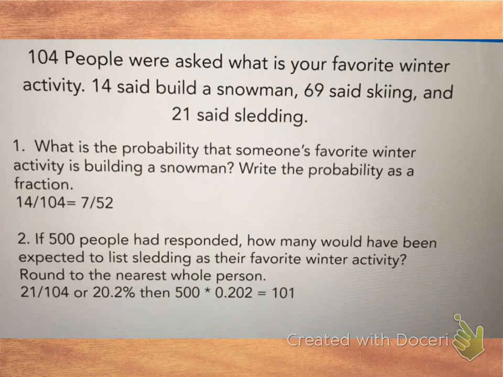For the second problem, 21 out of 104 total people said sledding would be their favorite winter activity. But what happens if that number changed from 104 to 500 people? Well, we would take our 21 out of 104 and we would get the percentage of 20.2. If we take those 500 people but change the 20.2% into its decimal form, which would be 0.202, and how do we do that? We could take that decimal and move it back 2 places, which is basically our division process. And we take 500 times 0.202 and we get 101.